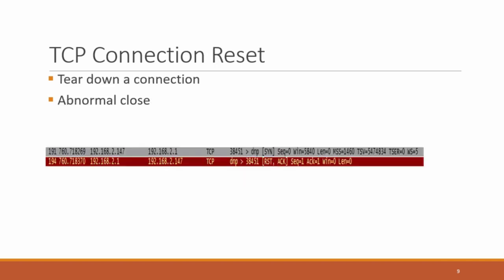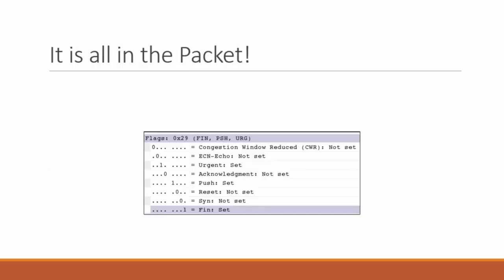Now we've got TCP connection reset. When something goes wrong within TCP, a reset is used to tear down a connection. If you're seeing a large number of resets on the network, this could be an indication something's not right on the network. In most cases, it is something not right on the network because it's an abnormal close. It's an actual example you see when somebody's trying to connect to a service that's not there. If they keep trying to connect to it, TCP will respond with a reset. You'll see an abnormal amount of resets in the actual packet capture. It's all in the packet.